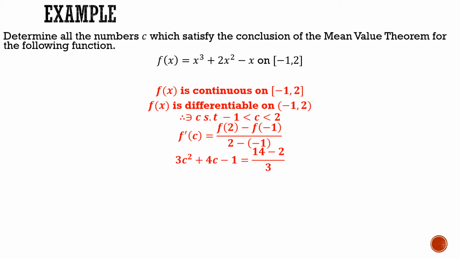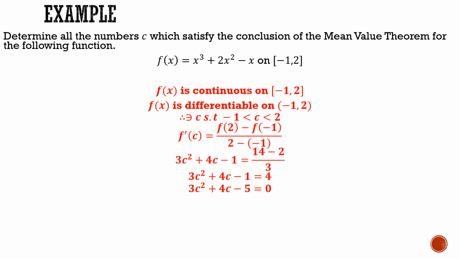Simplifying that right-hand side, 14 minus 2 is 12. 12 over 3, I get 4. Subtracting 4 on both sides of the equation, I get 3c squared minus 4c minus 5 equals 0. And then I would attempt to factor this. However, this function does not look factorable. So I'm going to use the quadratic formula.